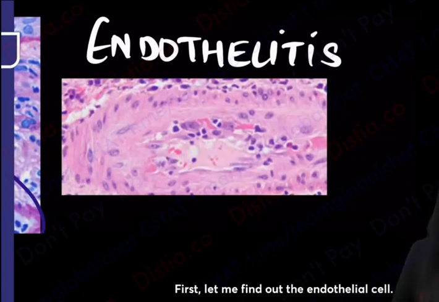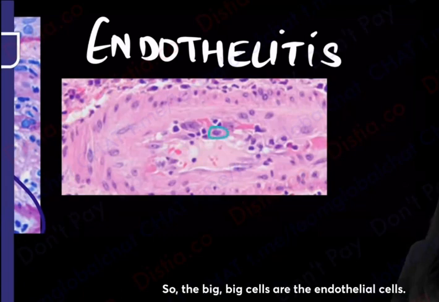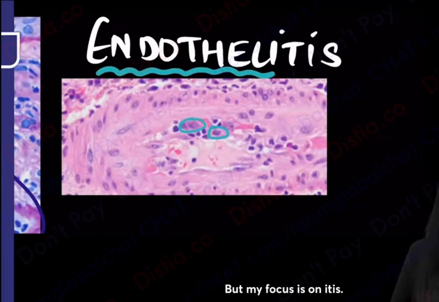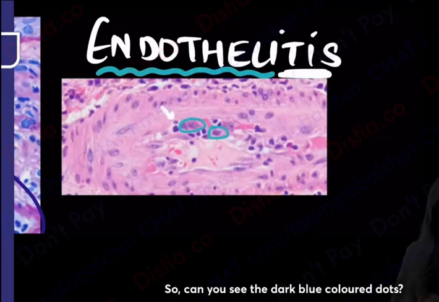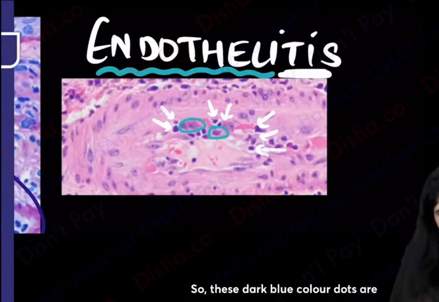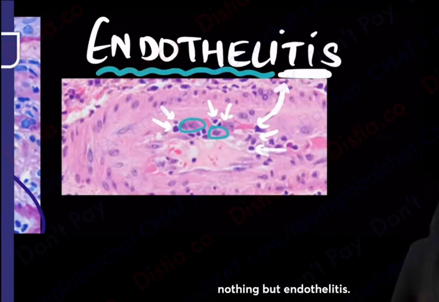First, let me find the endothelial cells. The big cells are the endothelial cells. Fine, I found the endothelial cells, but my focus is on the itis. My focus is on endothelitis, the inflammatory cells. Can you see the dark blue dots? Everywhere, the dark blue dots are going to be the lymphocytes. These dark blue dots are nothing but endothelitis.